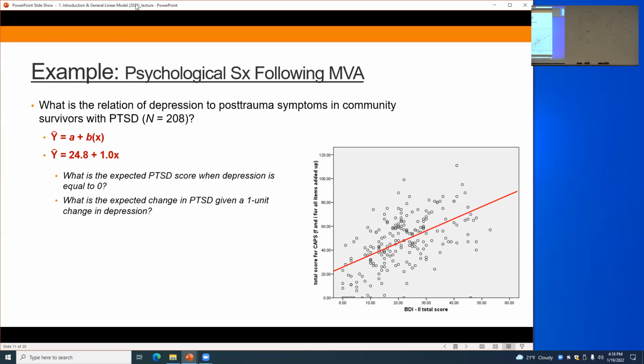But if I'm wanting to go through a practical interpretation, I'm saying based on my model, I would expect individuals with a depression score of 0 to have a PTSD score of 24.8. And for every unit increase in depression, I expect that score to increase by 1 point. So that equation, even though it might look scary on the front end, has a ton of information and a whole lot of interpretive value. If I start to apply it, it makes a lot of sense and gives much more in-depth and interesting interpretations. Questions on this?